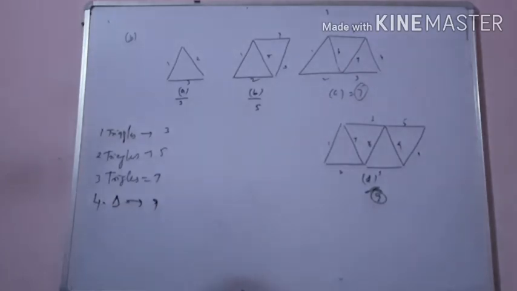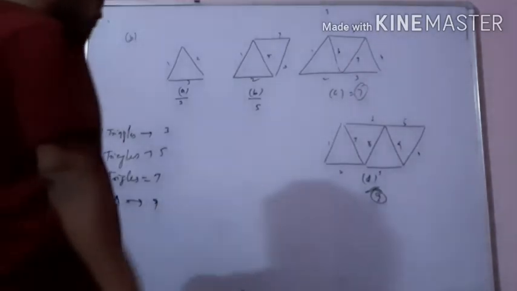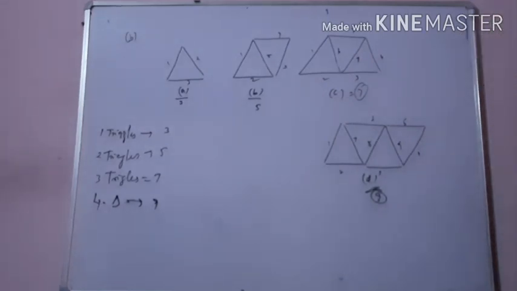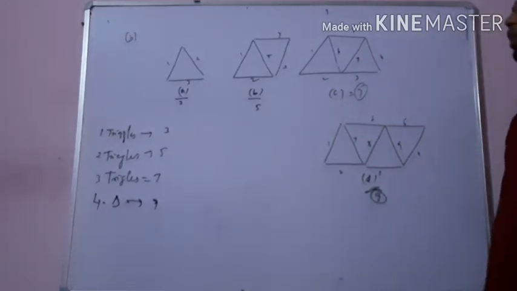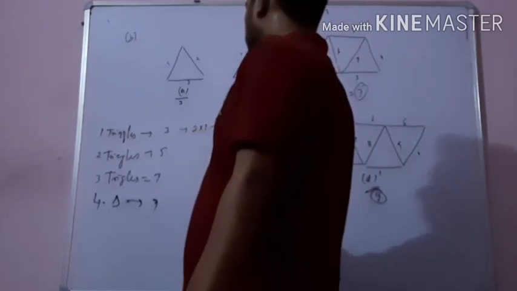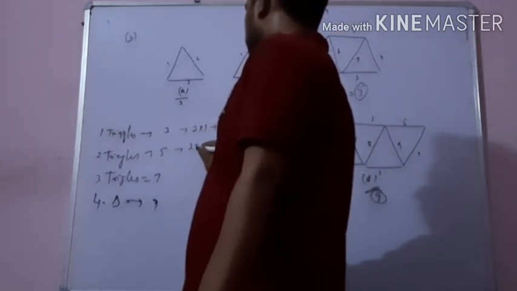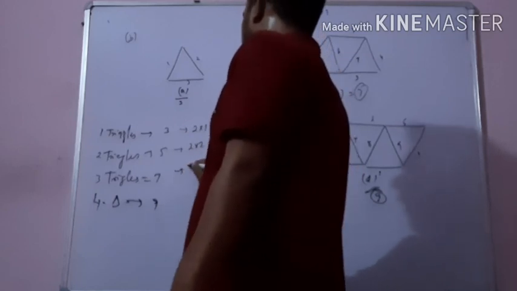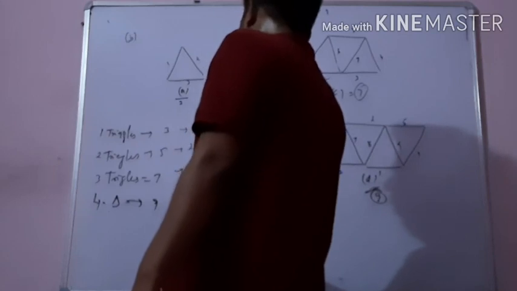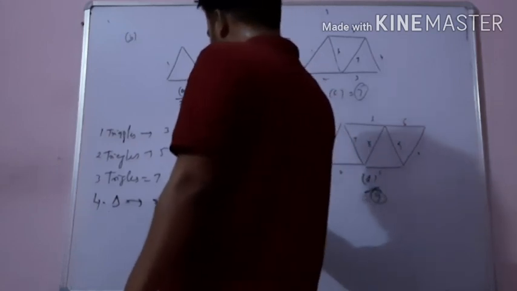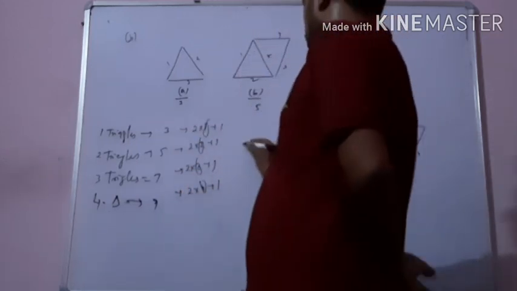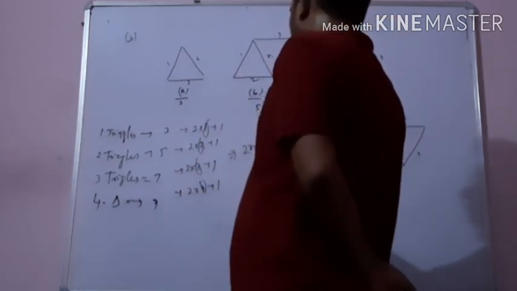Now, how can we arrange these numbers to give a particular equation? 3 can be arranged as 2 into 1 plus 1, 5 as 2 into 2 plus 1, 7 as 2 into 3 plus 1, and 9 as 2 into 4 plus 1. So here these values are changing, and in place of this we can use 2n plus 1.